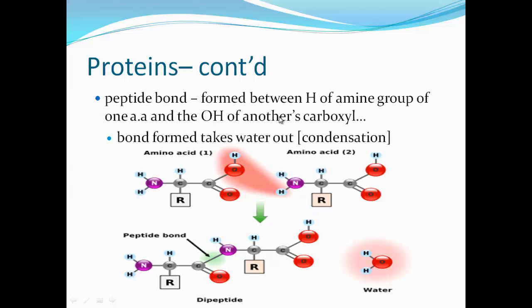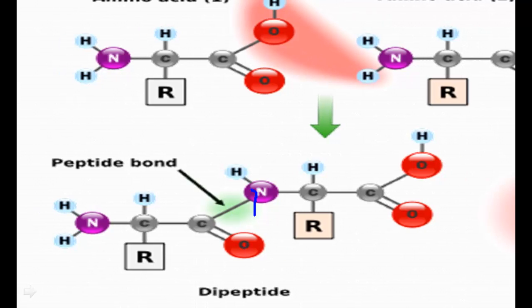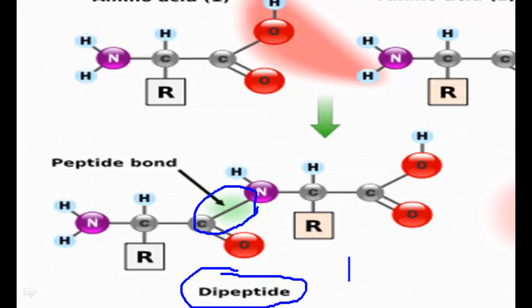A peptide bond is formed between the hydrogen of an amine group of one amino acid and the hydroxide of another carboxyl group. So we've got one amino acid here, over here, and then when we join them together, we've got a peptide bond. This bond right here is a peptide bond. Very, very important. Which means this right here is called a dipeptide. Another name for a protein is a polypeptide. Important. Poly meaning many.